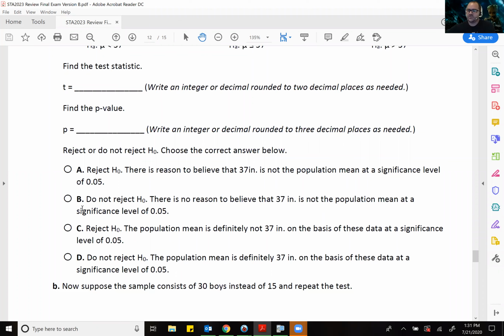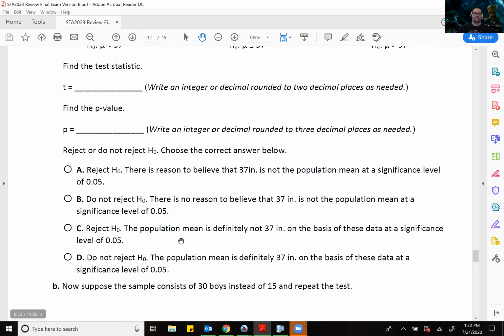Okay. So, do not reject H naught. There is no reason to believe that 37 inches is not the population mean at a significance level of 0.05. So there's part A.